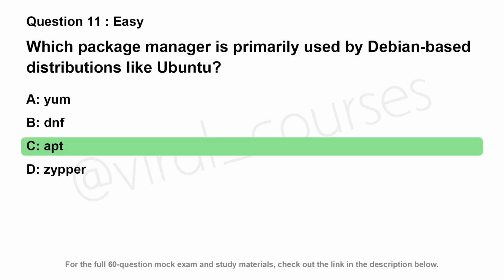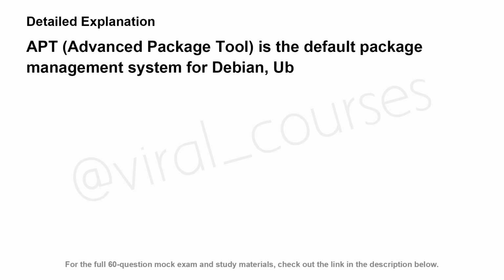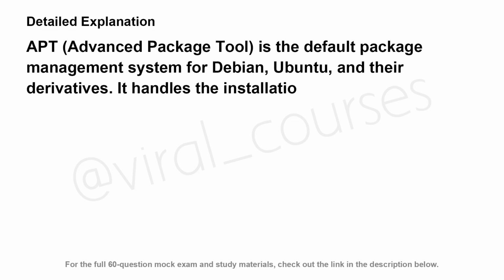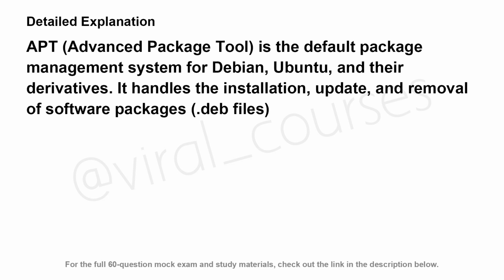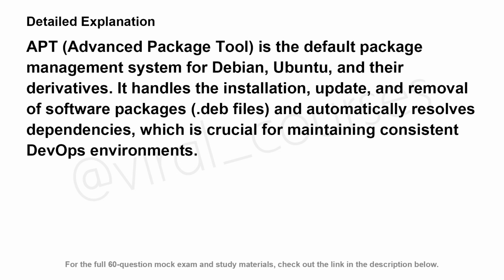The correct answer is C. apt, Advanced Package Tool, is the default package management system for Debian, Ubuntu, and their derivatives. It handles the installation, update, and removal of software packages, .deb files, and automatically resolves dependencies, which is crucial for maintaining consistent DevOps environments.